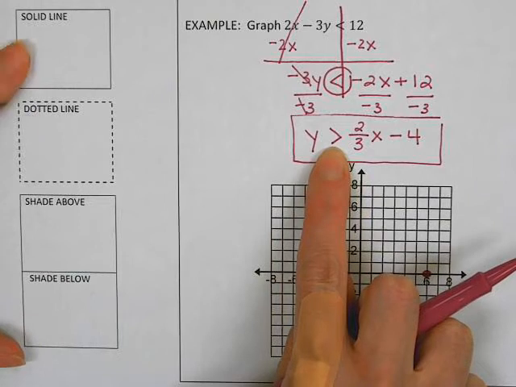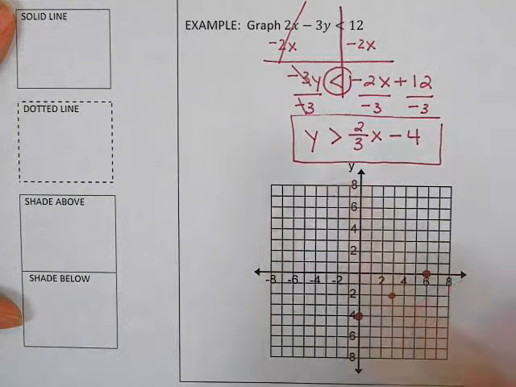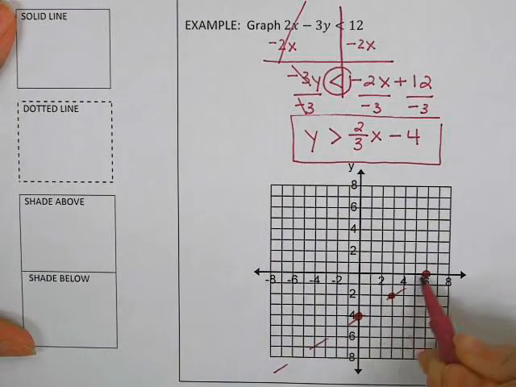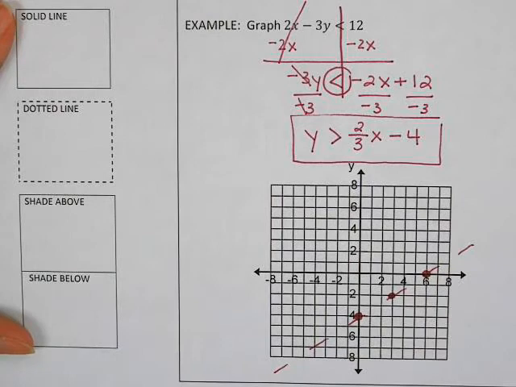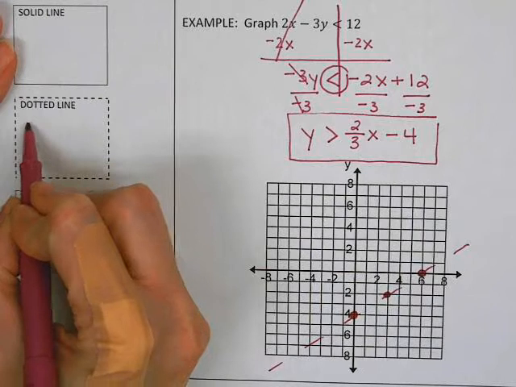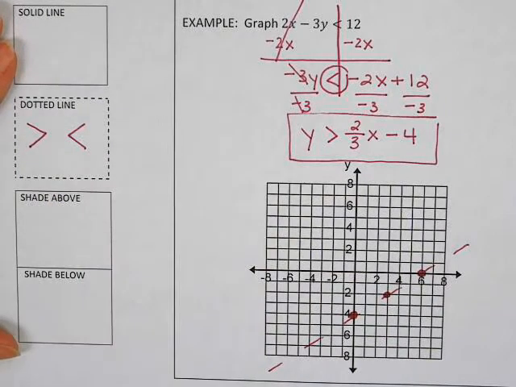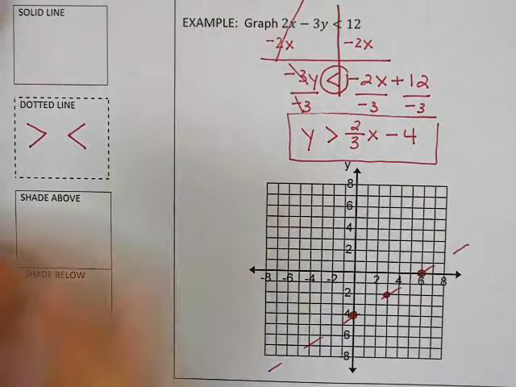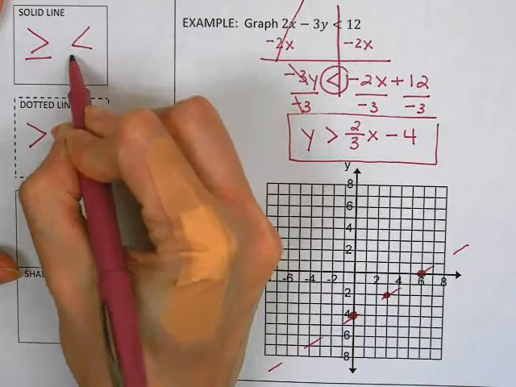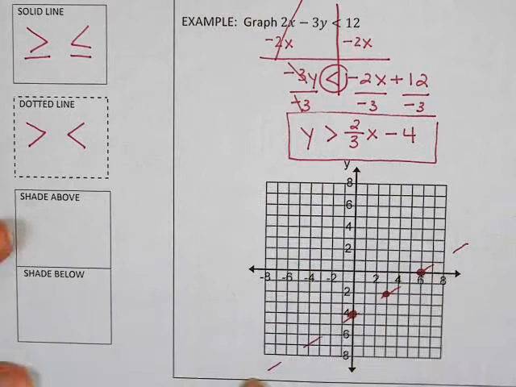You have to know if it's a solid or a dotted line. Okay, so just greater than actually means you don't want to fill the line in, you just want to dot it. Okay, so a dotted line is if it's just greater than or less than. We use a solid line if it's greater than or equal to, less than or equal to. But if it's just greater than or less than, it's a dotted line.